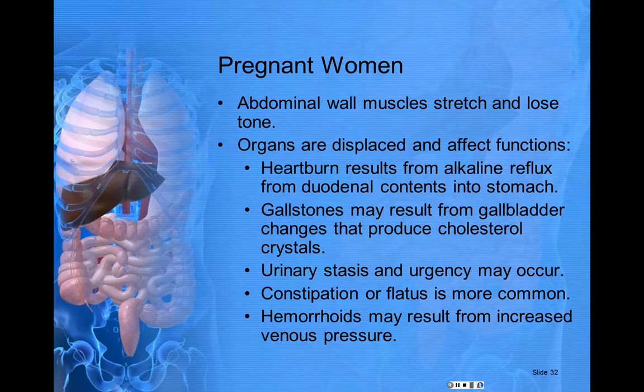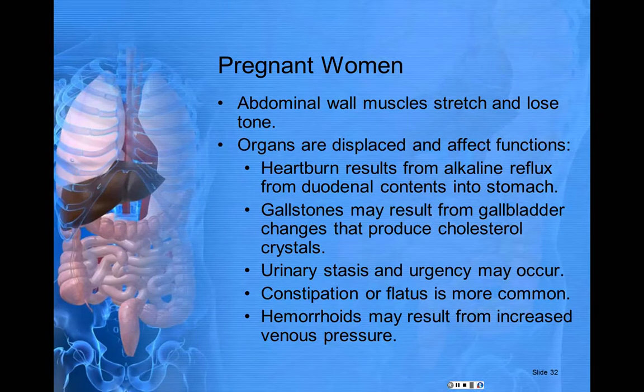Oftentimes, heartburn results because of the alkaline reflux from the duodenal contents into the stomach. Gallstones may result from gallbladder changes that produce cholesterol crystals. Urinary stasis and urgency can occur because of pressure on the bladder. Constipation and flatus are more common, and hemorrhoids may result from increased venous pressure.